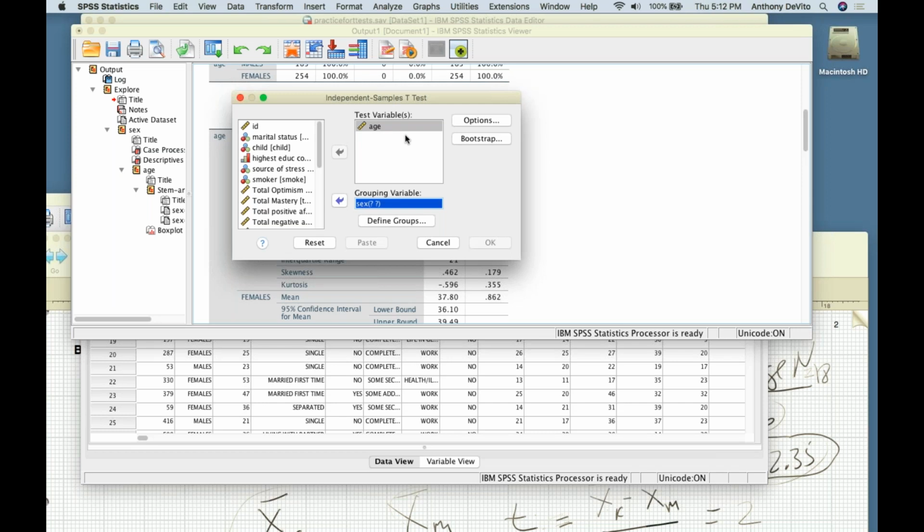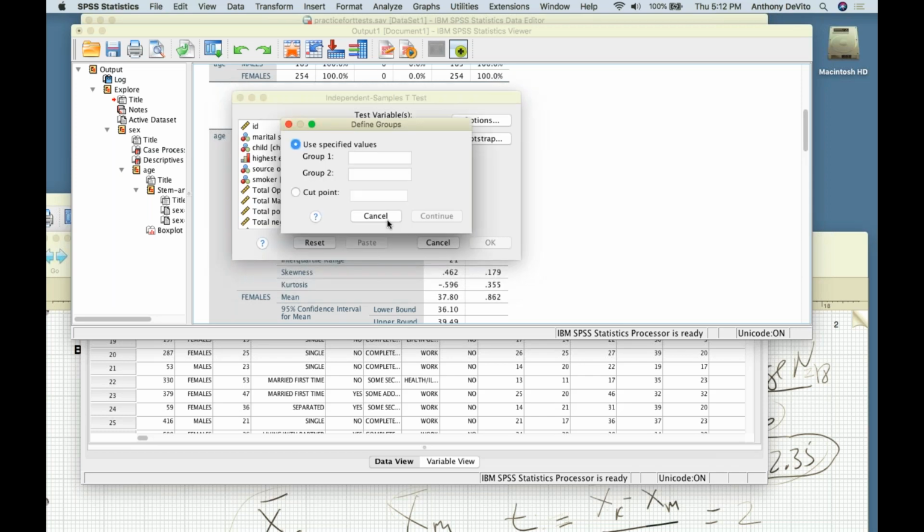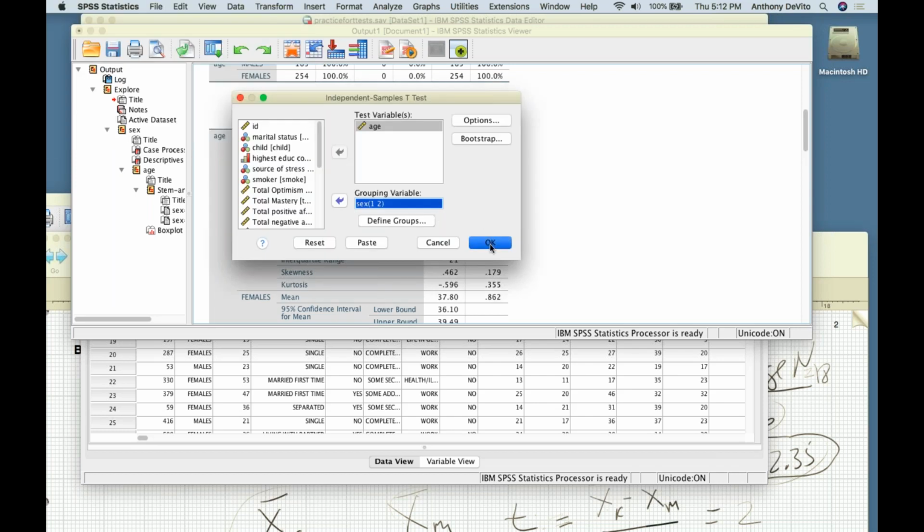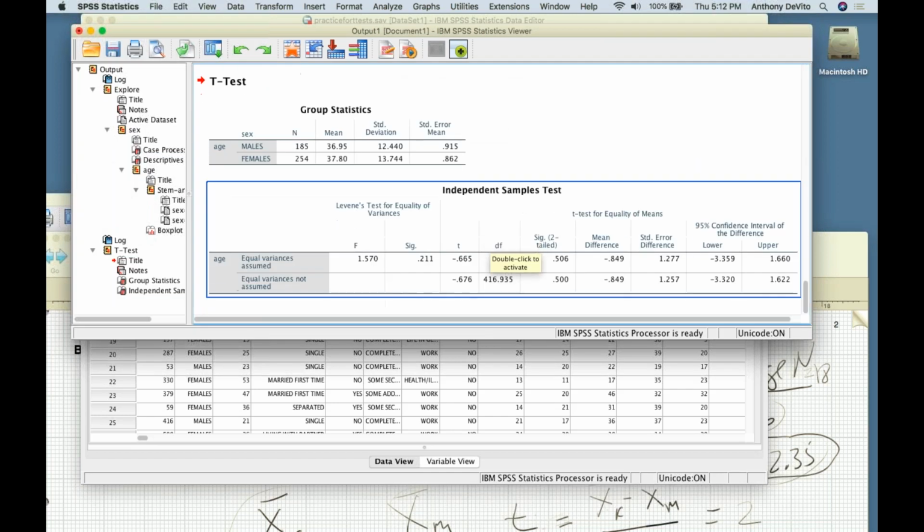If we were interested in marital status instead of gender, we would have to tell it which two groups we wanted to choose. The way you do that is you click down here on define groups. In this case, male and female are represented by the numbers 1 and 2. I happen to remember that. Since you might not remember it, you'd have to go into the file, go into the variable view, and click on the value labels to see what 1 represents and what 2 represents. So I'm going to enter 1 and 2 and click OK, and it does a t-test for us.